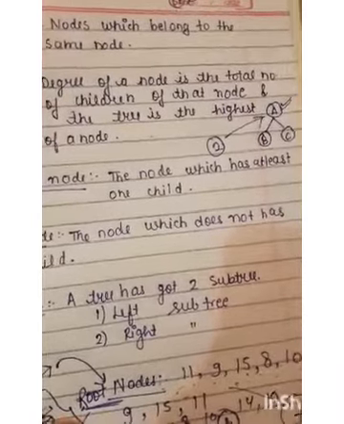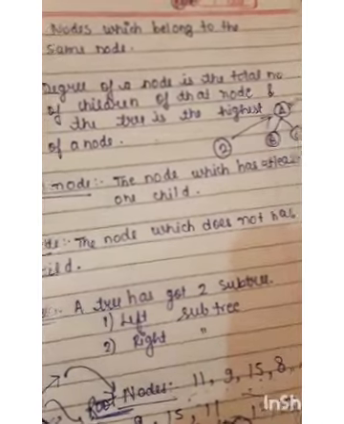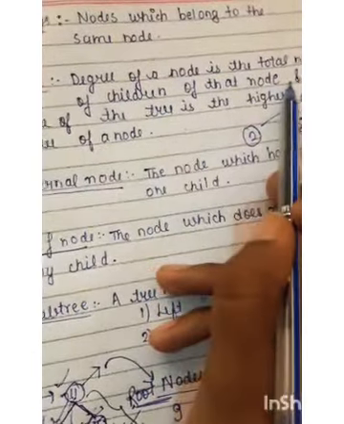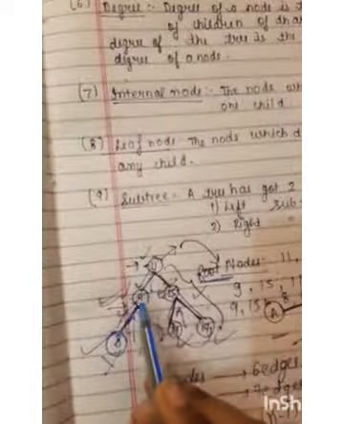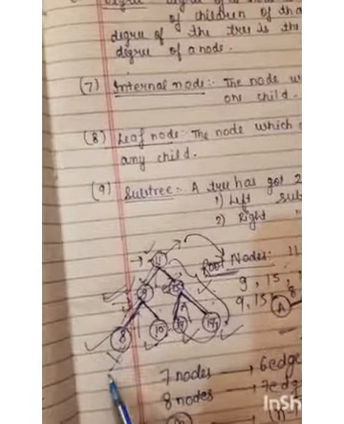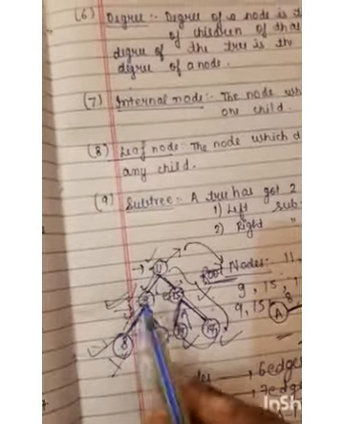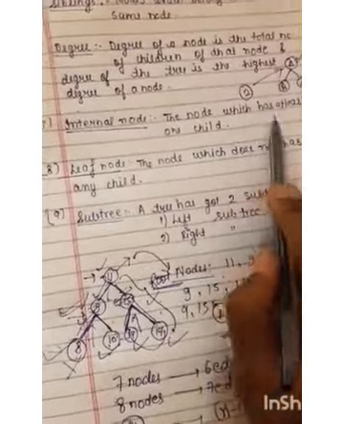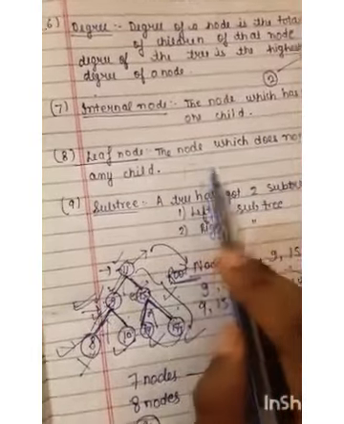If I ask you what is the degree of any node, the total number of children of that node will be the degree of that particular node. So the degree of a node is the total number of children of that node. Next comes internal node. Like here you have seen, these nodes were having further classifications, but this node was not having any further classification. So this node is not an internal node. If any node has at least one child, meaning there is any classification further, then that is an internal node. A leaf node does not have any child.